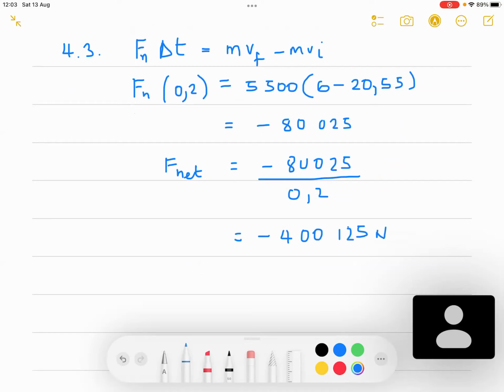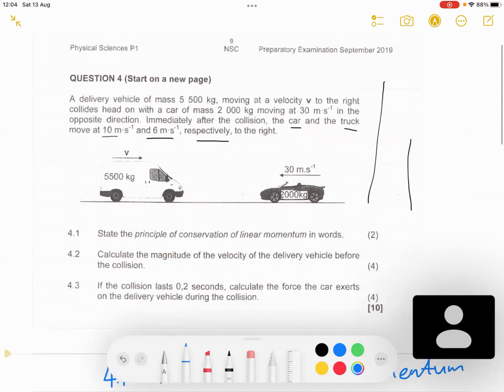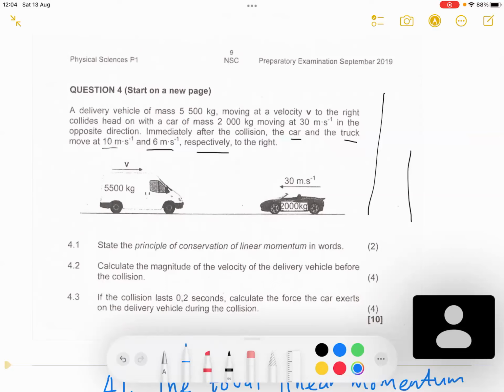And remember, that's the whole thing about impulse. It's a huge force, a large force that acts over very short time intervals, 0.2 seconds. So it means that the force is 400,125 newtons to the left. Even if we use the change in momentum and use the details of the car to get the force, you would know this direction to the left just by understanding what happened in the question here.